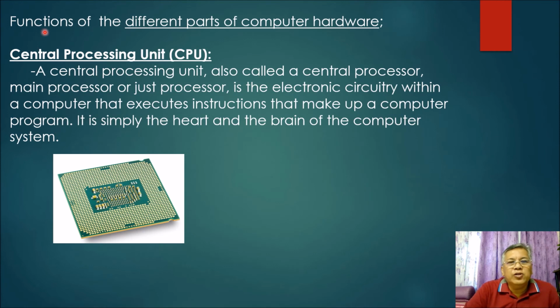What are the functions of the different parts of computer hardware? For example, your central processing unit or CPU is actually the heart and the brain of your computer system. And it is the one that executes instructions for a computer to perform. So, this one here is your CPU.